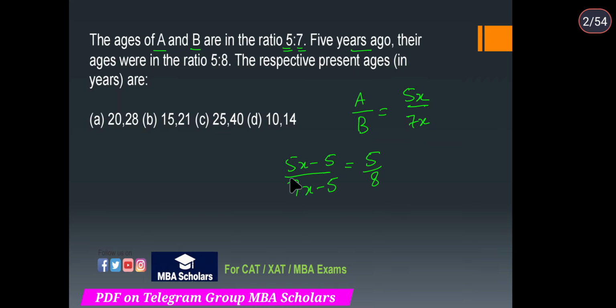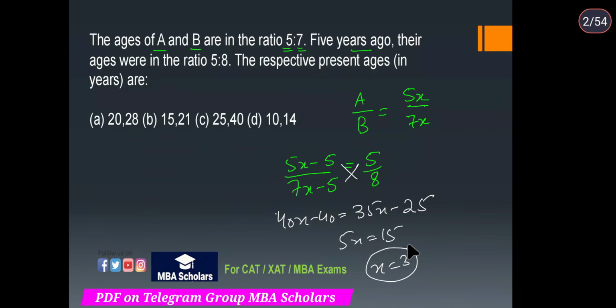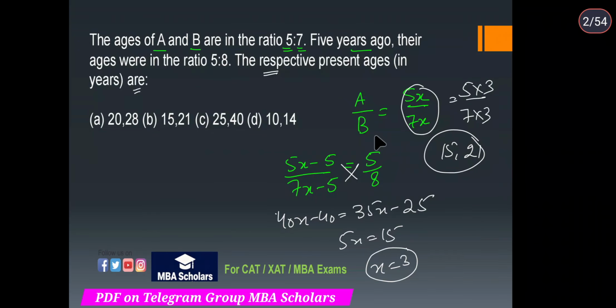So there is another method also, but I'll explain from the basic method, right? So if I cross multiply, 40x minus 40 should be equal to 35x minus 25. So 5x equals 15, so x comes out to be 3. Okay, so it is asking what the present ages are. So the present ages are 5 into 3 and 7 into 3, which is nothing but 15 and 21. So that was an easy question, I can say, right?